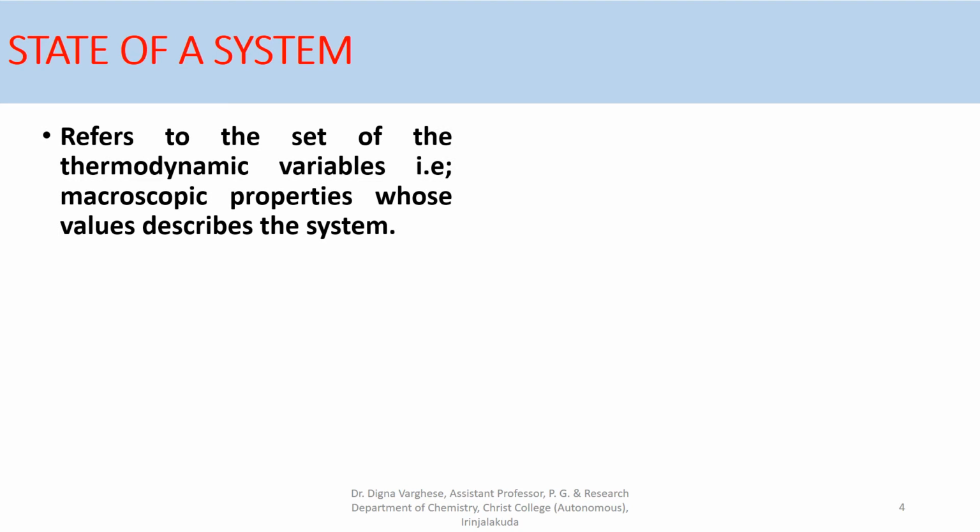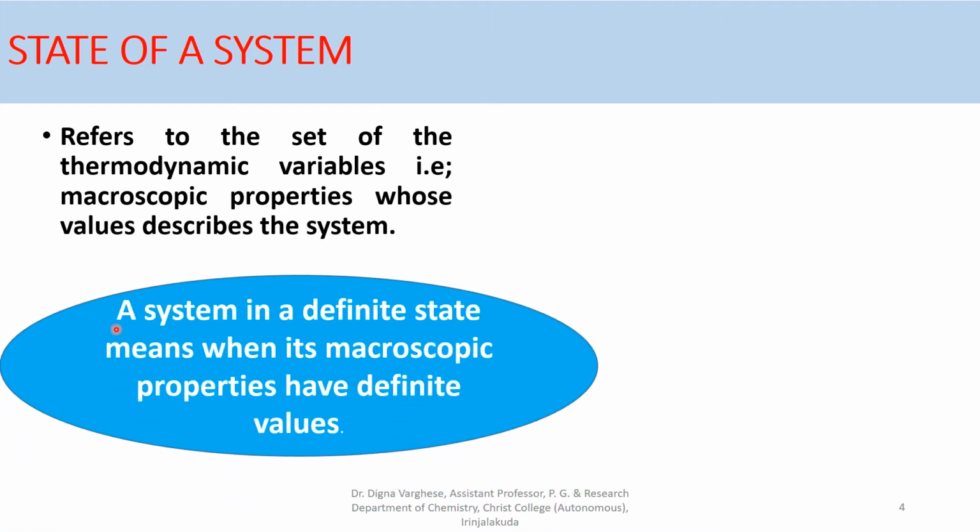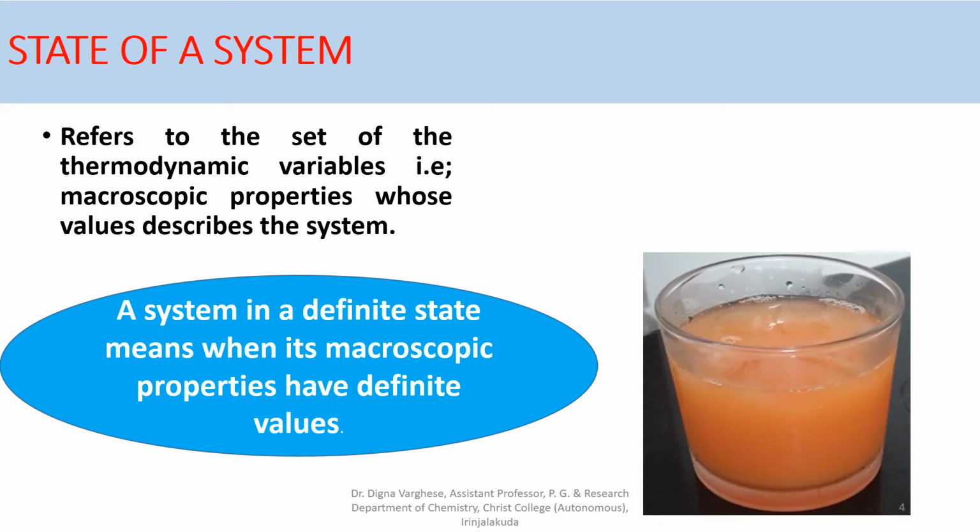State of a system. The state of a system refers to the set of thermodynamic variables, that is macroscopic properties, whose values describe the system. A system is in a definite state when its macroscopic properties have definite values. For example, an ice cold juice taken in a glass is our system. We have to consider the state of this system, some macroscopic properties whose values describe this particular system. It has some temperature value, that is T1, some volume V1, and some composition C1, etc.